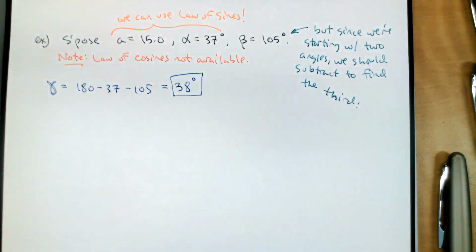The other angle is 38. That tells us a few things. With alpha at 37 and gamma at 38, we should expect side C to be kind of close to side A, and side B ought to be the biggest side.